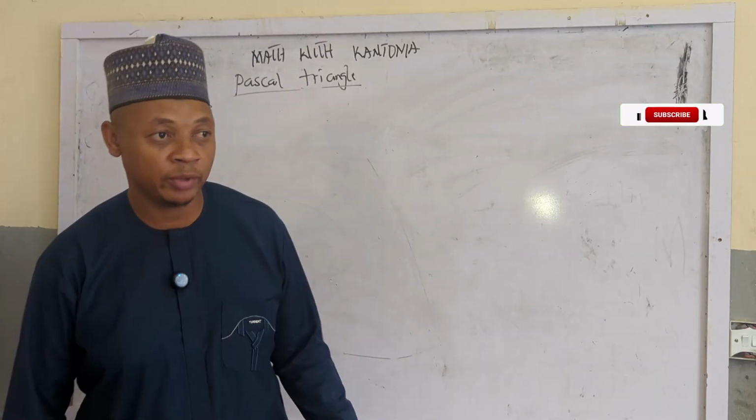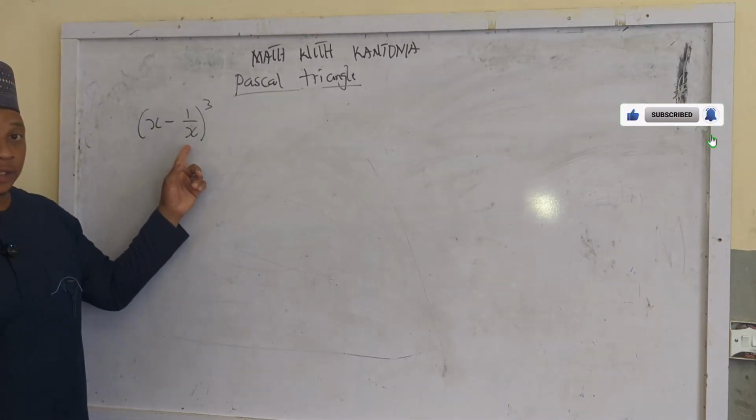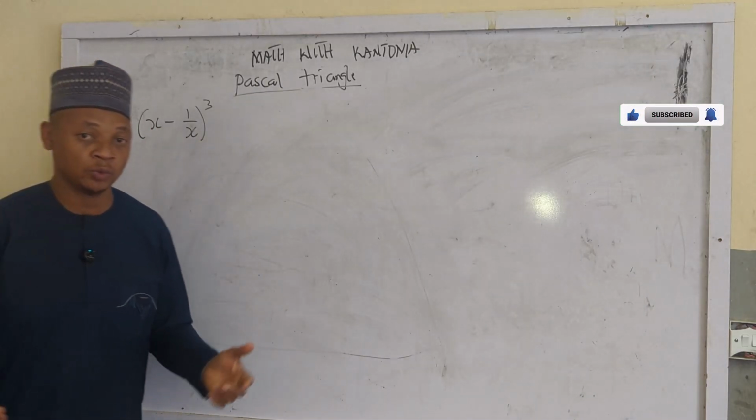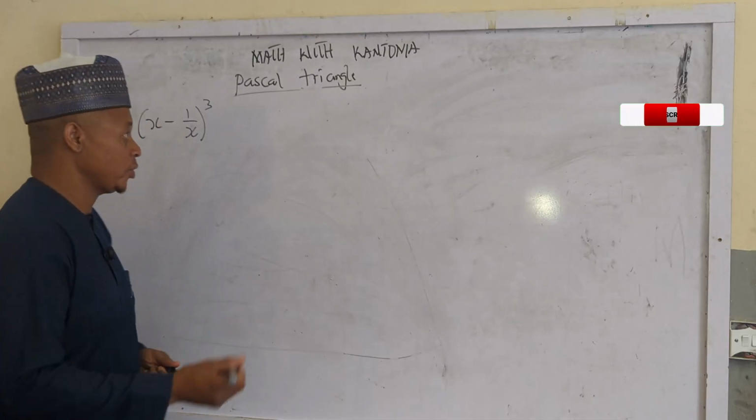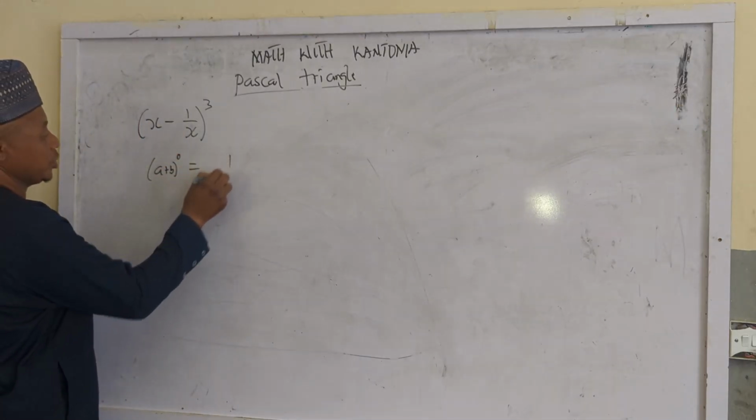In today's class, we'll be resolving this using Pascal triangle. They say we should expand this bracket using Pascal triangle. And we all know how to plot a Pascal triangle, where we set the first expansion, a plus b raised to the power of 0, is 1.